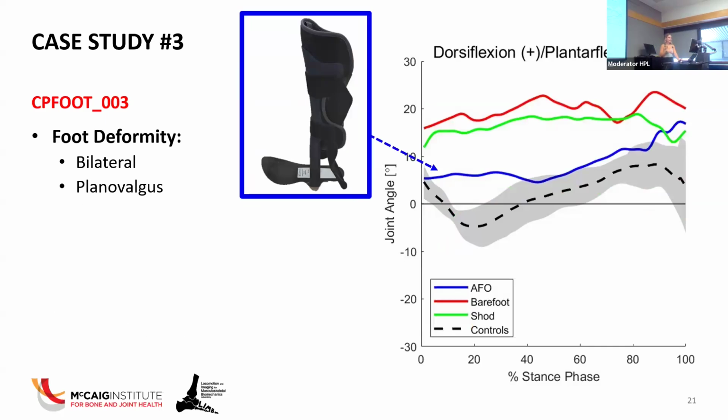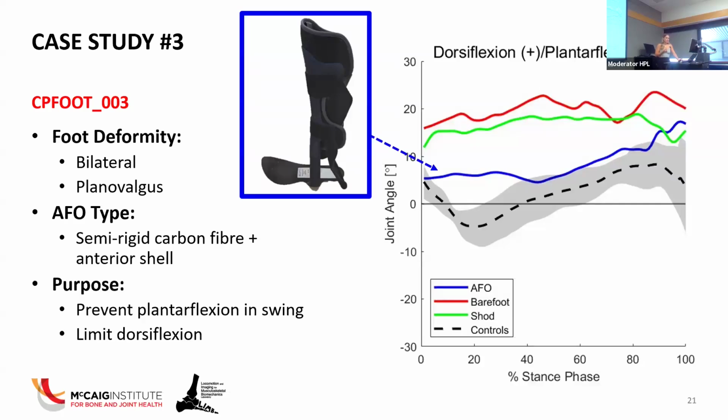Next, this is our last individual that had a planovalgus foot deformity, and this was a semi-rigid carbon fiber AFO with an anterior shell. The purpose of this AFO was to prevent plantar flexion in swing and to limit dorsiflexion.